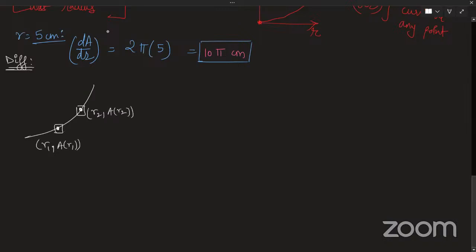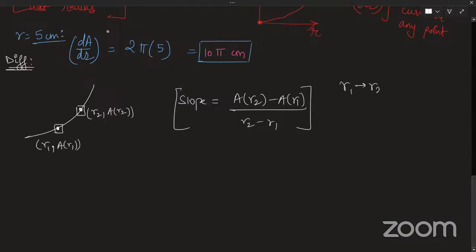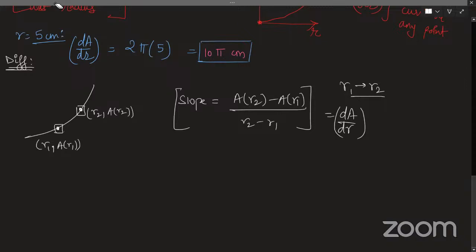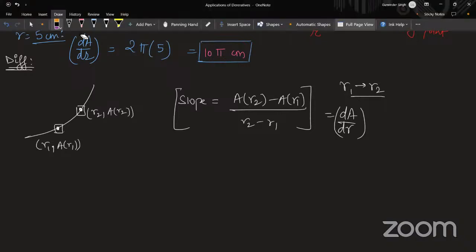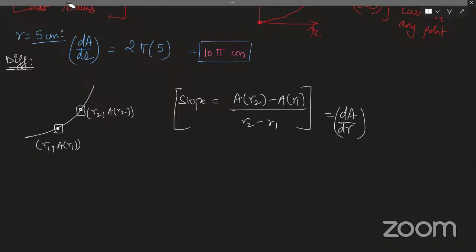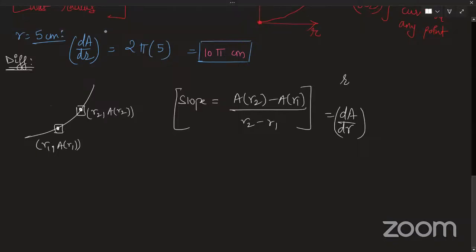If I join both of these points, can you tell me what will be the slope of the line segment joining them? It will be A of r2 minus A of r1, whole divided by r2 minus r1, right? If I make my r1 tend to r2, I will get this thing as dA by dr. This is what is meant by dA by dr. I am making the two points come very close to each other.